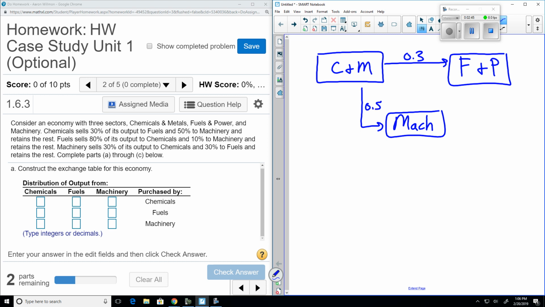and retains the rest. So what would be the rest? What percentage? 20%. So we're just going to have a little arrow that goes into itself. That's 20%. Okay, so that's how you draw the diagram. Fuel sells 80% to chemical. It sells 10% to machinery. And it retains the rest. So what would be the rest? Another 10%, right?